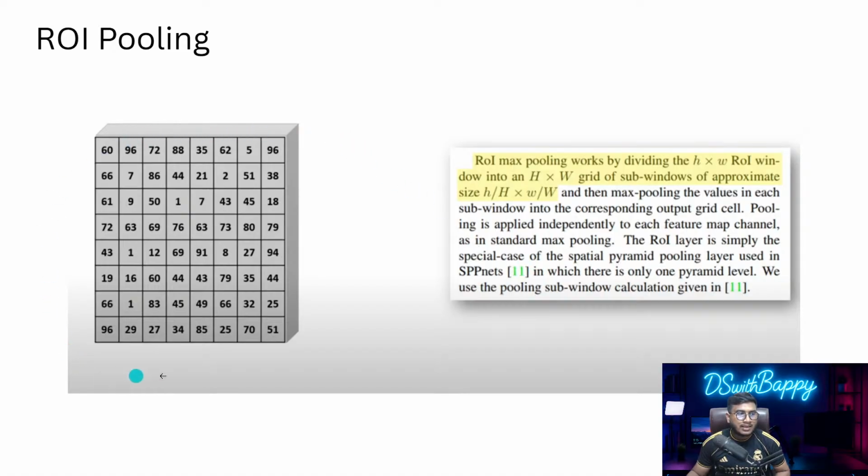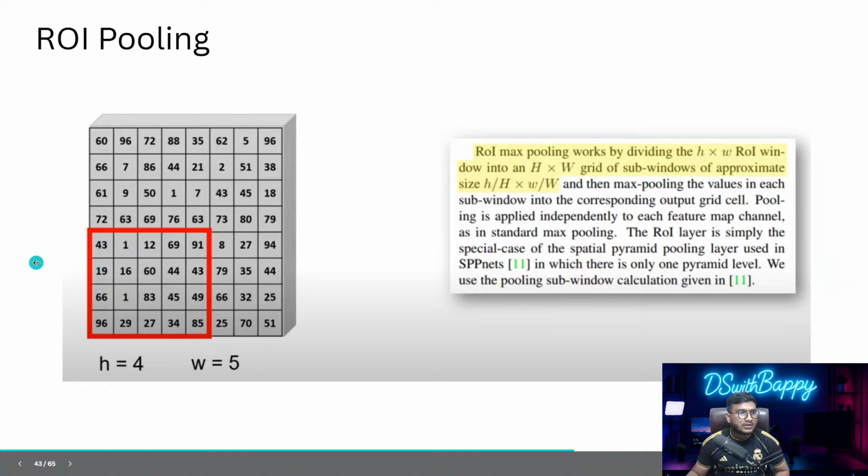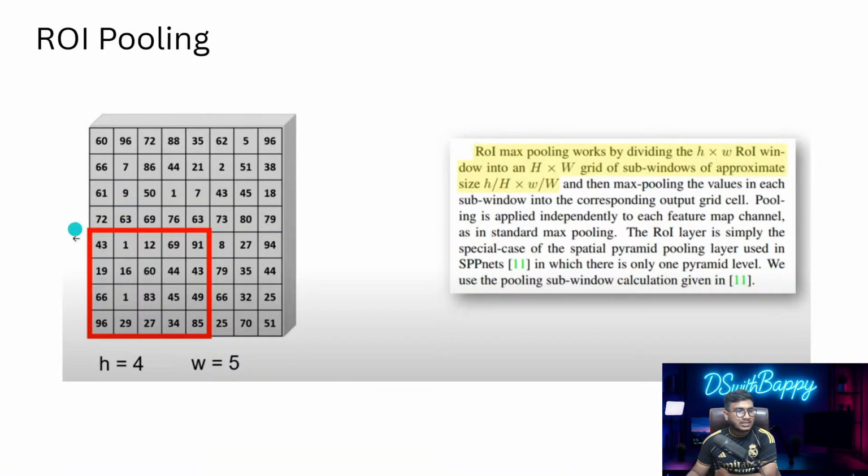Let's say here we are having an image matrix. Now what is the definition of ROI pooling? ROI pooling means, first of all, it will check the height and width of this particular window. Let's say here I'm only taking a window, so this window size is 1, 2, 3, 4 and 1, 2, 3, 4, 5. So height is 4 and width is 5. This is the window we are using on top of the image.